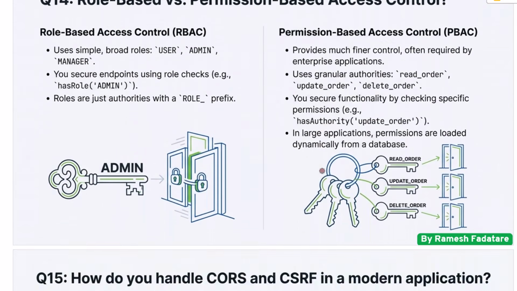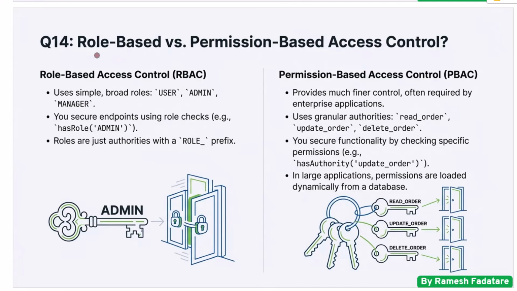The 14th question is, how do you implement role-based access control and permission-based access control in Spring Security? Role-based access control uses simple roles like user, admin, or manager. You secure endpoints using role checks, but enterprise applications often require much finer control. For example, a user may have permission to read orders but not update them. Permission-based access control gives this level of control.